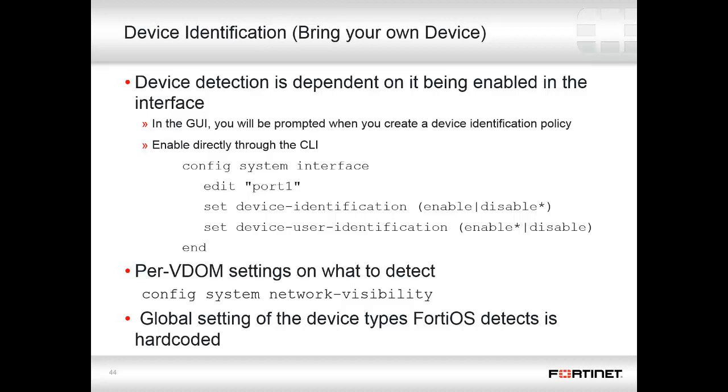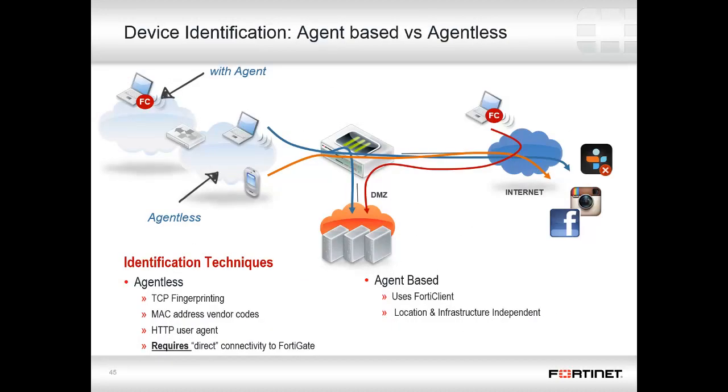Device identification enables some of the detection options. Device user identification enables looking at the packets to try and find a user using that device. There are two methods for implementing device identification: agentless and agent-based. Agentless identification works by looking at the traffic patterns generated by the device, TCP fingerprinting, MAC address, and the HTTP user agent. In order for this method to work properly, it requires that nothing is in between the device and the FortiGate that will modify the packet. If there is, this will have a definite impact on the effectiveness.